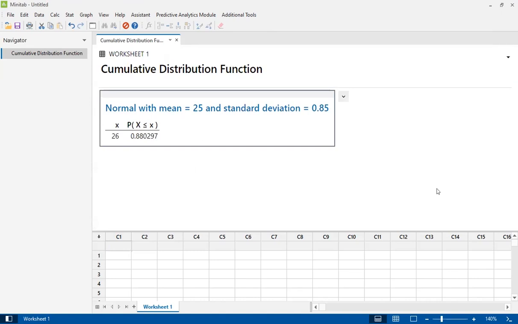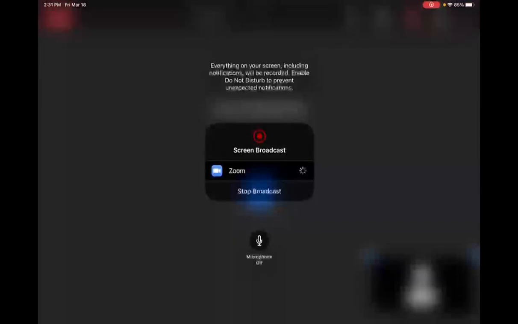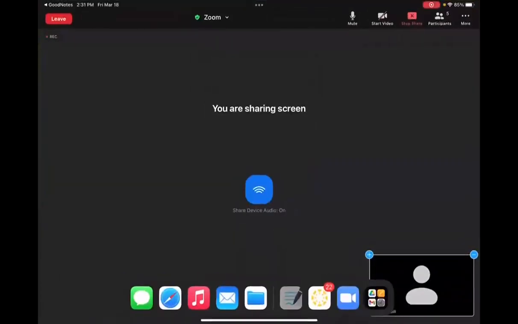Everyone good with what I typed into Minitab? Awesome. All right, I'm going to stop the screen share. I know it's kind of annoying going back and forth. 3, 2, 1, go. And go back to good notes.